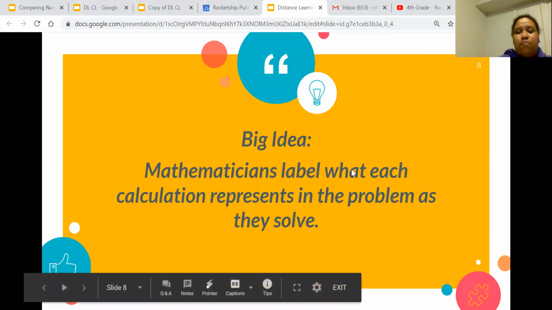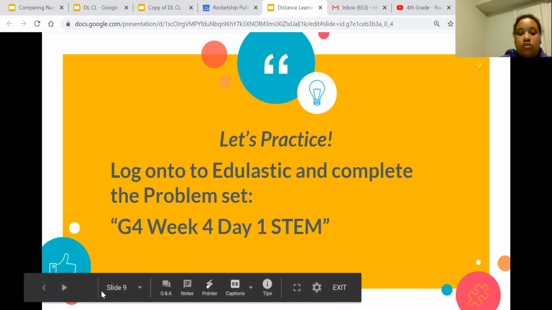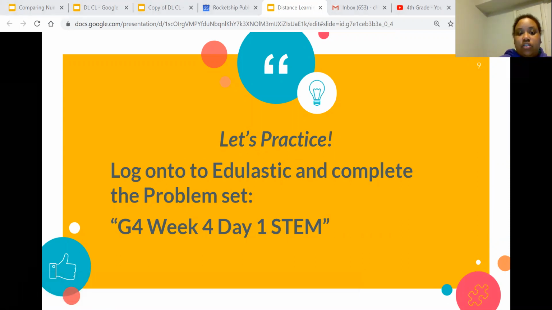Rocketeers, I want to get us back to our big idea. Mathematicians label what each calculation represents in the problem as they solve. And Rocketeers, it is so important for you to remember that this big idea is not an idea that is in isolation. This helped me organize my work. If I never put in the groundwork of doing a really good label and actively doing it as I was doing my Foursquare, I know that I would have gotten super confused.